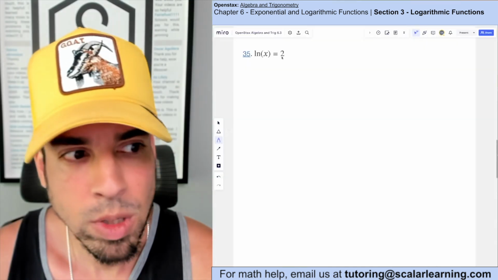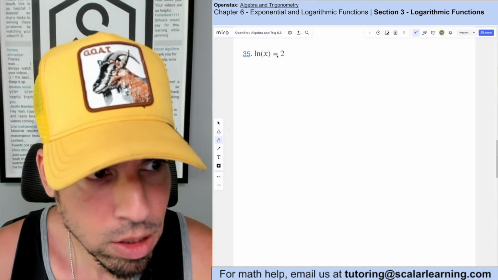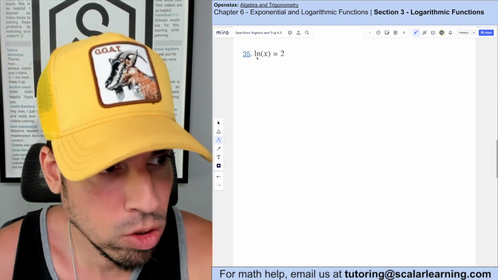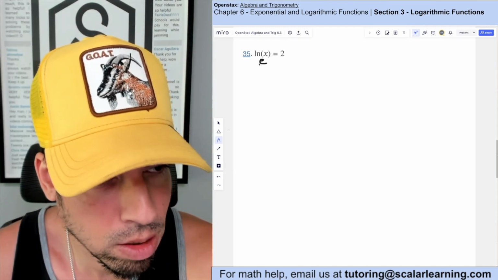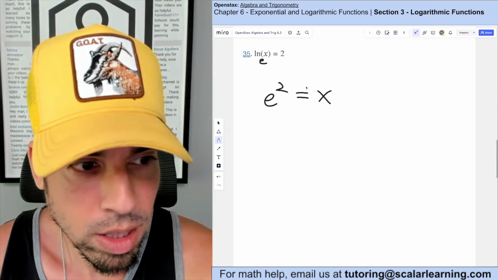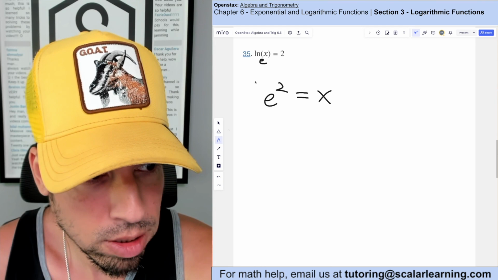Done. So for this one to convert it, we've got to take our base, raise it to that power, and set it equal to x. But there doesn't appear to be a base, but when there's no base and it's ln, it's really a base of e. So that means e to the second power equals x. And since they want the exact answer, we just leave it as is.